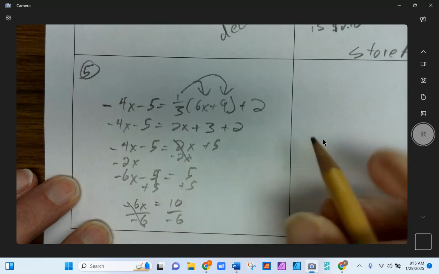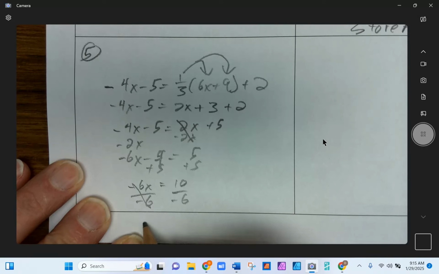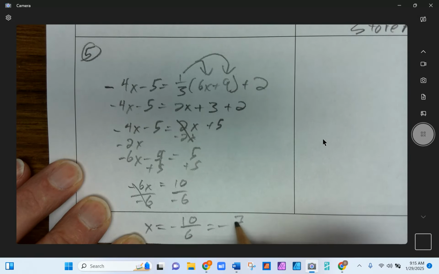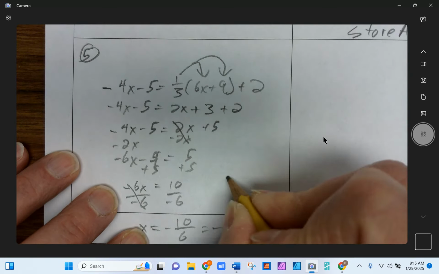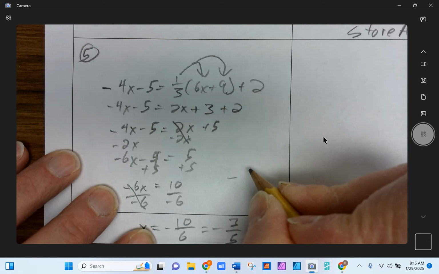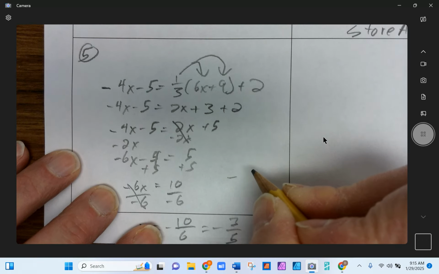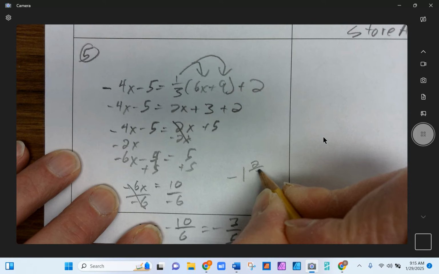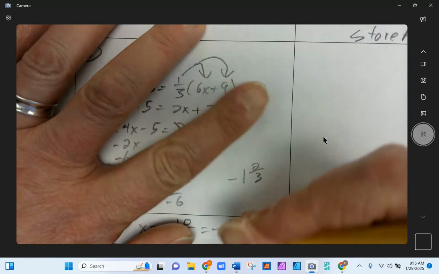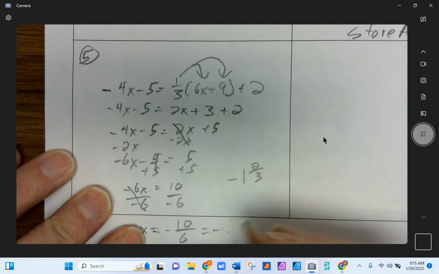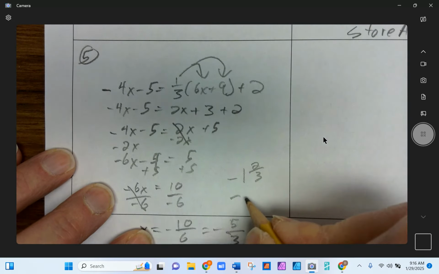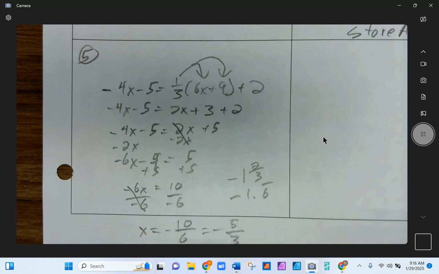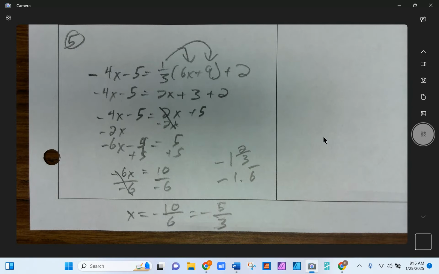We're going to get a decimal or a fraction right here. So we get x equals negative 10/6, which is the same thing as negative 5/3. Oh, actually, this should be 5/3, my bad. Same thing as negative 1 2/3, same thing as negative 1.6 repeating. Yeah, so lots of different options there.